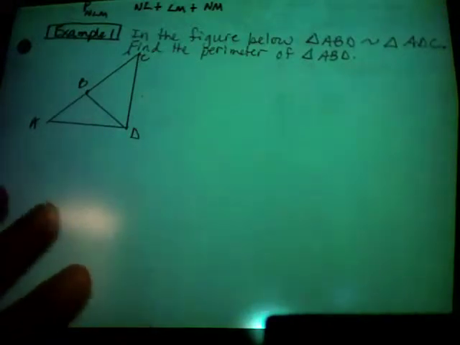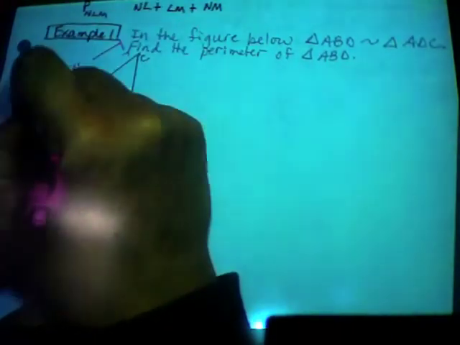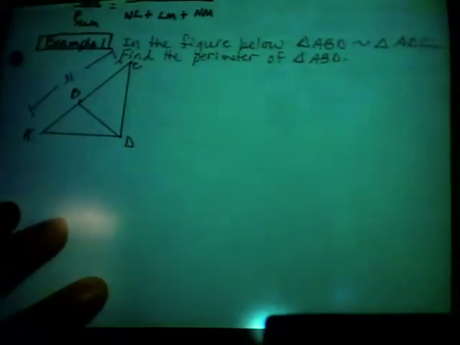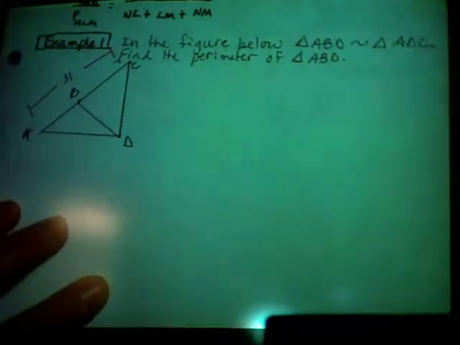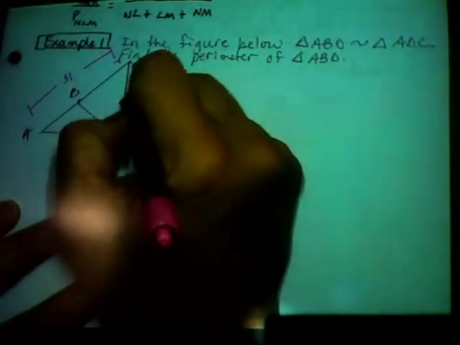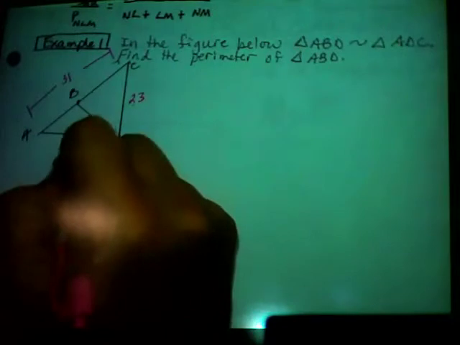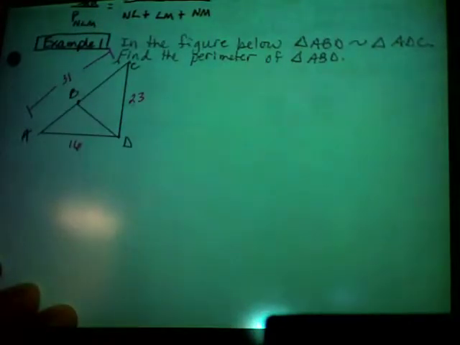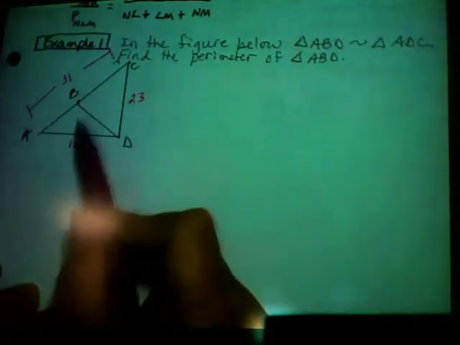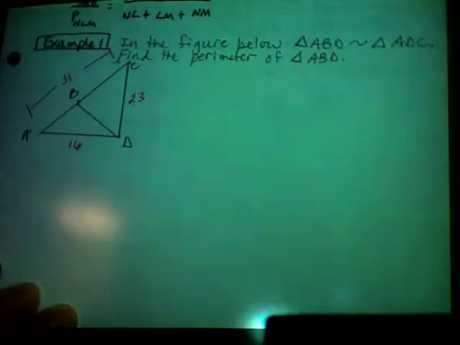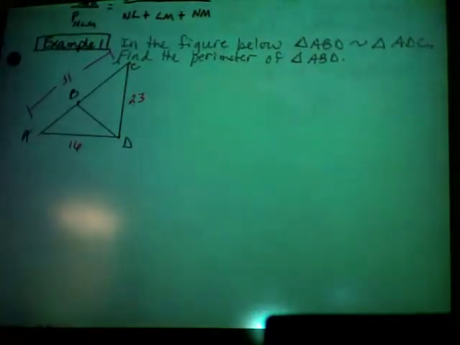And then I'm going to give you the following information. From A to C is 31. And then from C to D is 23. And then from A to D is 16. So we know all three sides of the big triangle. Then we have these two smaller triangles inside the big one. And for right now, this is all I know.